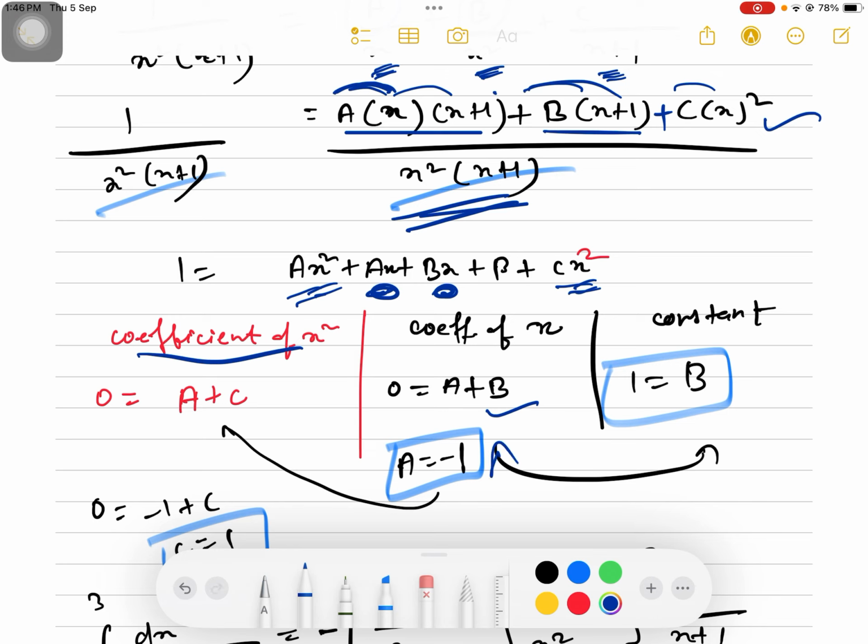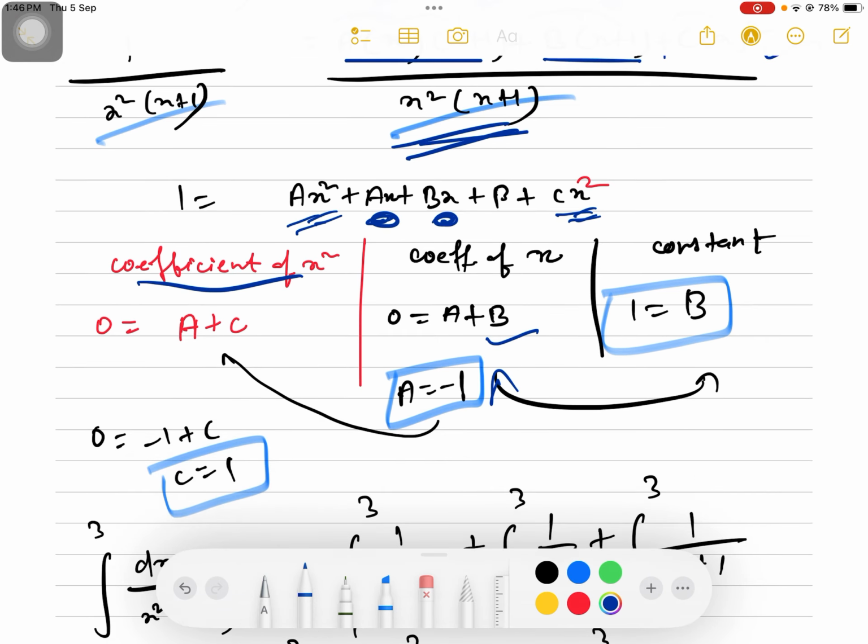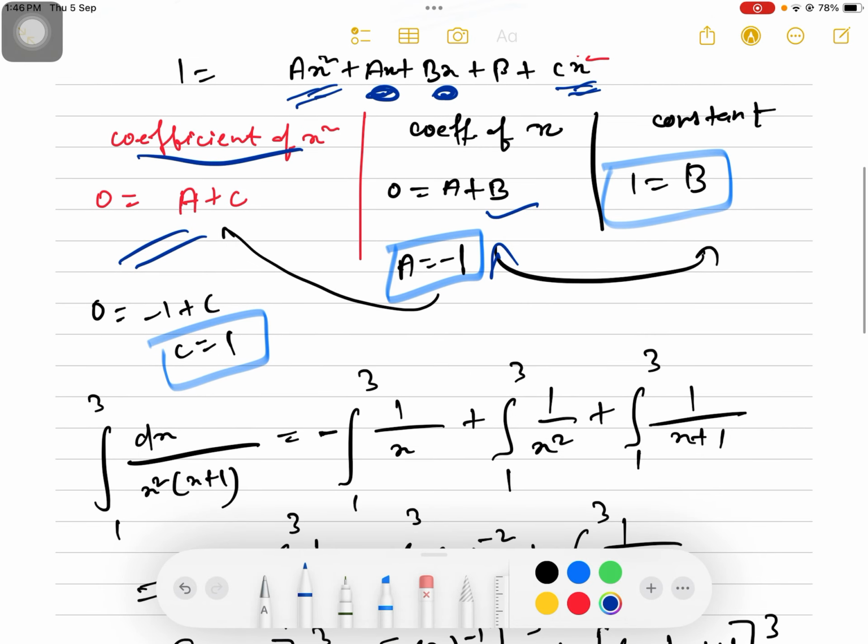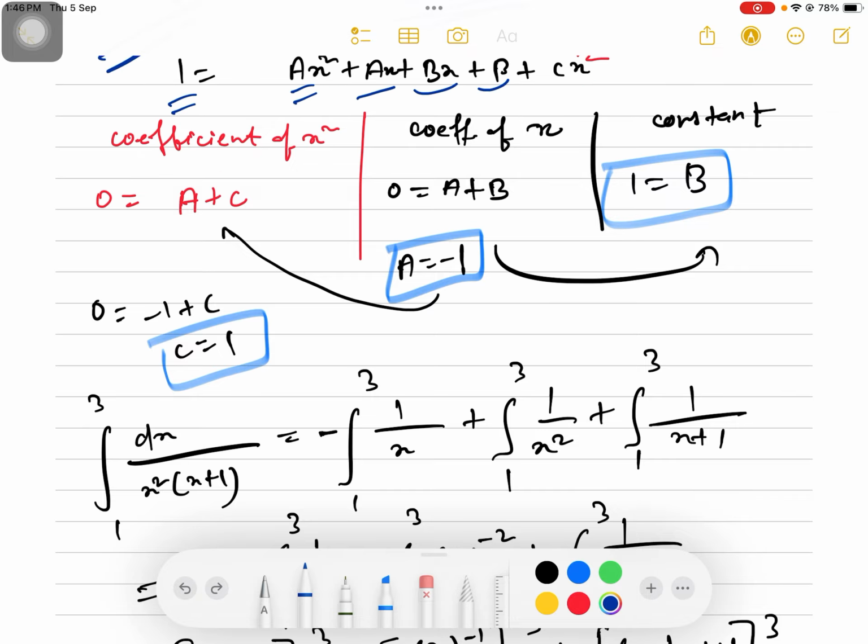Now this b value we will put in the second equation, a plus b equals 0. So we get the a value as minus 1. Then this a value of minus 1 we put in the first equation, a plus c equals 0. With a as minus 1, the c value we get is positive 1. So the a value is minus 1, the b value is 1 and the c value is 1.